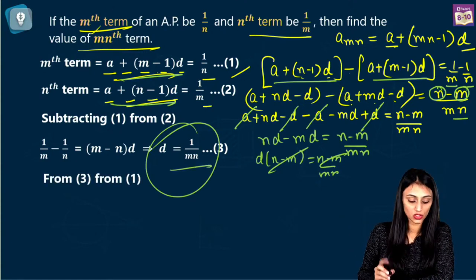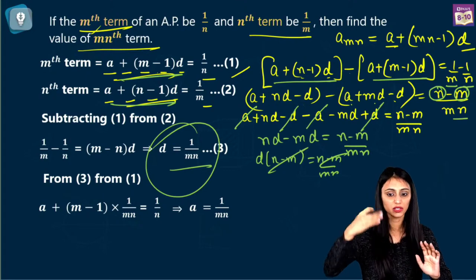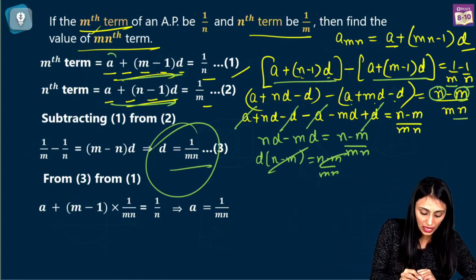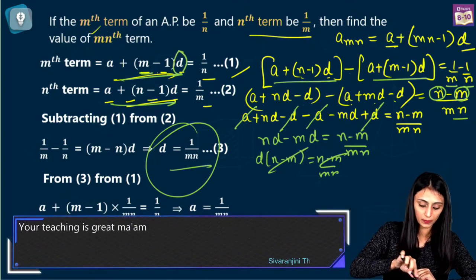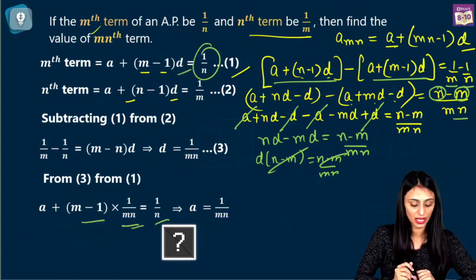That means this is our third equation. Now I need the value of a. We can put this value of d in any of the equations, whether it is first or second. Let's suppose I'm putting it in the first. So here a as it is plus m minus 1. In place of d I'm writing 1 by mn, and on the right side we have 1 by n.